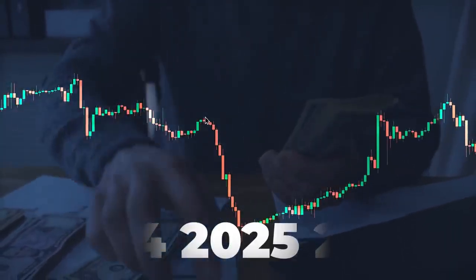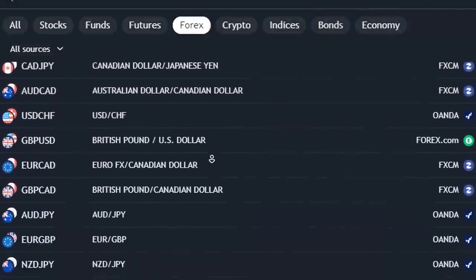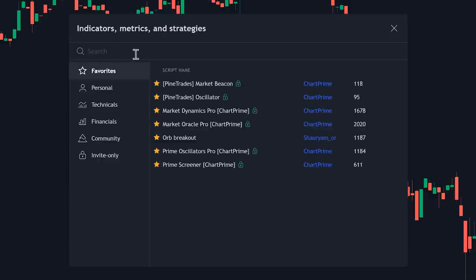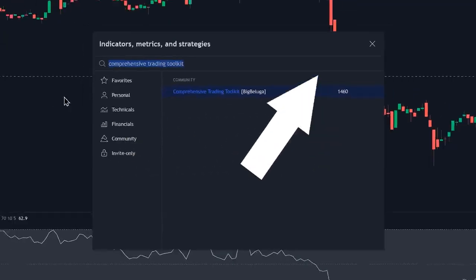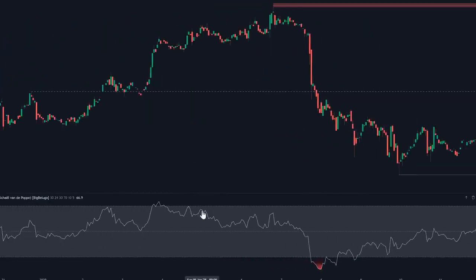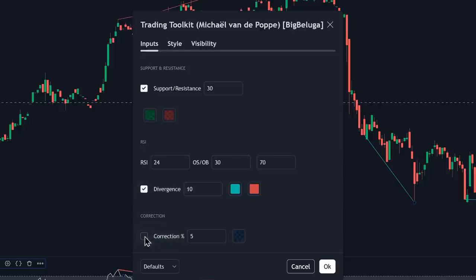Now, to add this indicator to your chart, you want to go to TradingView and then open any trading security that you like in any time frame. After that, you want to click on Indicators and type in Comprehensive Trading Toolkit, and it's going to be this one by Big Beluga. Now, after adding this indicator to your chart, the first thing you want to do is double-click on it so we can activate the divergences as well as the correction detection.